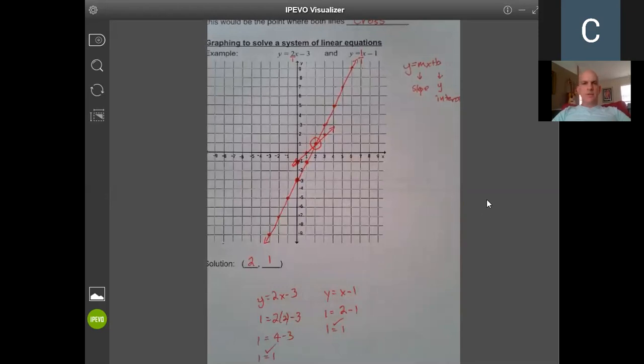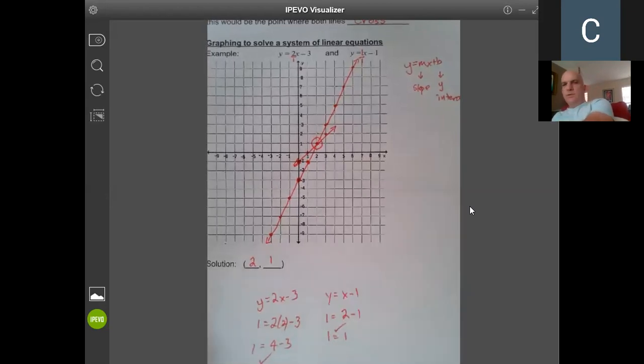Okay, any questions about that process at all? All right, it goes back to knowing how to graph our slope-intercept form. So if we can do that properly twice, we should get to our solution fairly easily. All right, any questions at all on that example? All right, doesn't look like it.